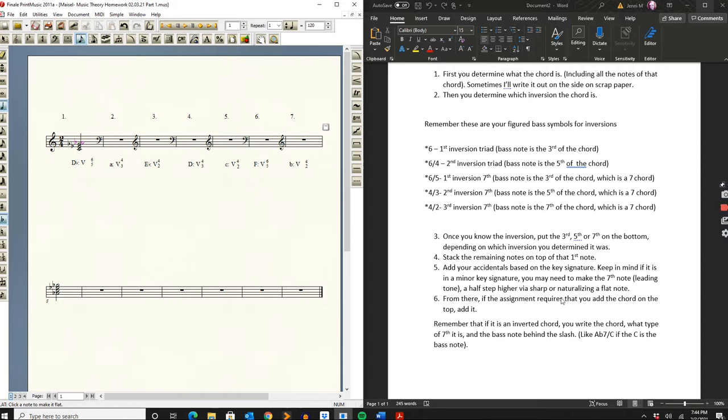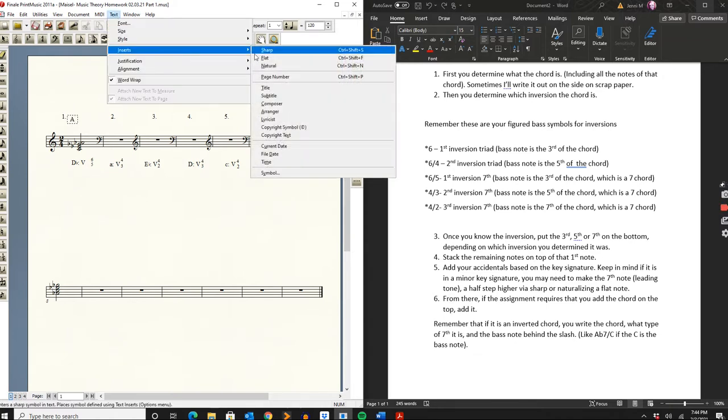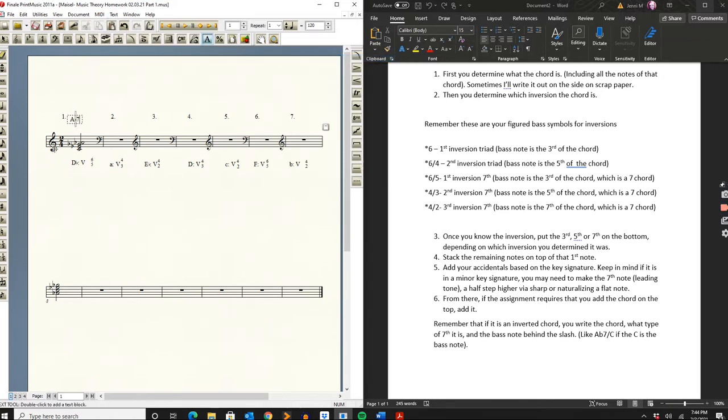And then from there, if the assignment requires that you add the chord name on top, go ahead and add it. He did not require it in this assignment, but we're going to go ahead and add it just for practice. So of course we determined that the chord was an A flat 7 and it was a dominant 7. I don't think he used any other types here, so you don't really have to worry about that right now.